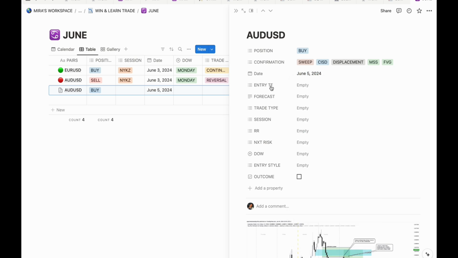Then the date. We put the date of the trade, then the time frame. What is my entry time frame? It's either 1 hour, 30 minutes, or 15 minutes. So this trade particularly was a 1 hour entry.